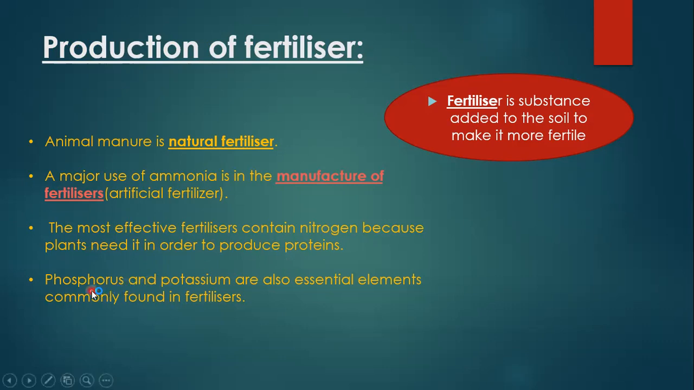Some other fertilizers are also there that contain phosphorus and potassium. And these are the nutrients, very essential elements, that are commonly found in fertilizers. Okay, so how ammonia is used in making fertilizers and which kinds of fertilizers are made from ammonia, we will discuss in detail.